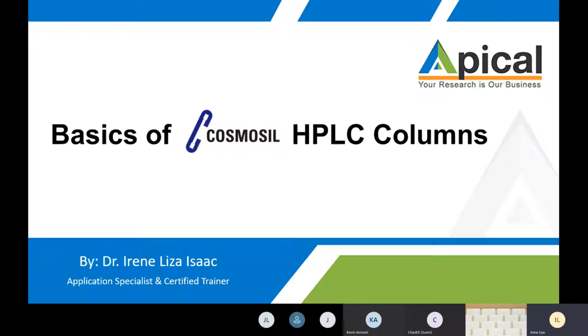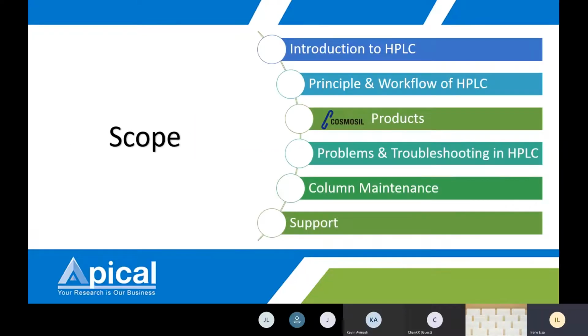So basically today I'm going to talk on the basics of Cosmosil HPLC columns. I will go through an introduction, the basics and some principles, as well as the workflow of HPLC. Then I will introduce a bit of Cosmosil products, and then a few problems and troubleshooting in HPLC, as well as how to maintain the column that you have purchased for your HPLC equipment. And finally, I will end with some support.